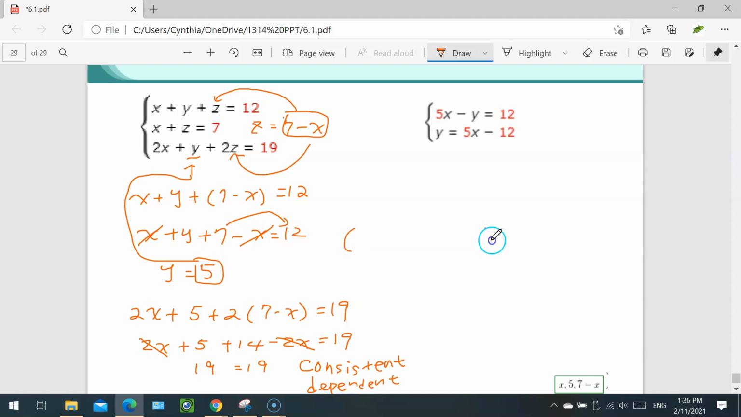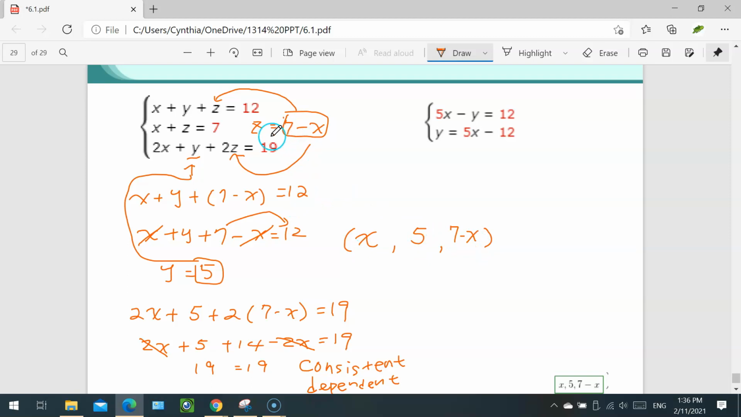When we provide the solution, we only keep the single variable x. So your x, always write down the x term, never change. Now the y, you already solved for y is 5. Z, we don't put down the z because your z relies on your x. So the z is equal 7 minus x, and that is the solution set you provide to the question. From your solution, you only have the single variable x.